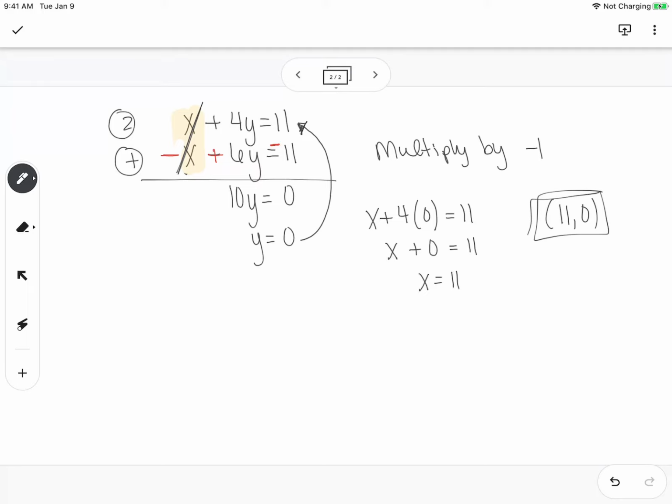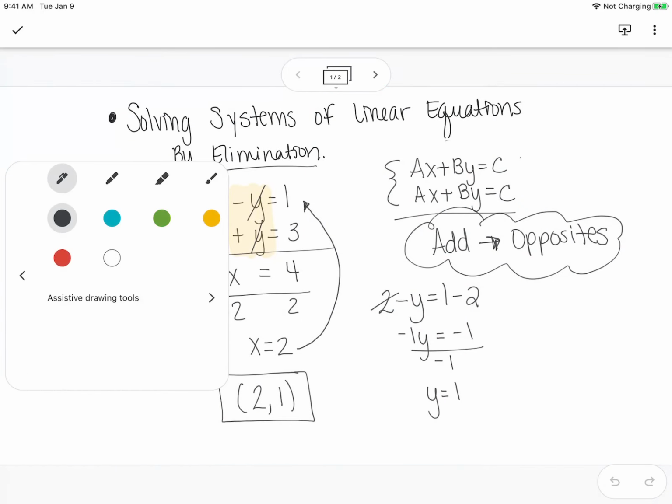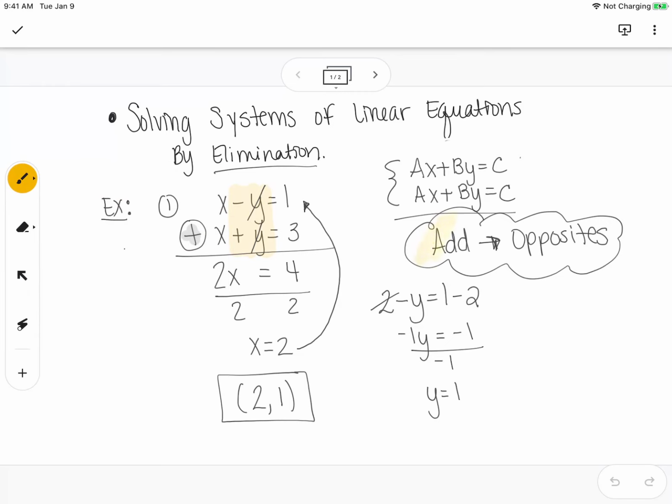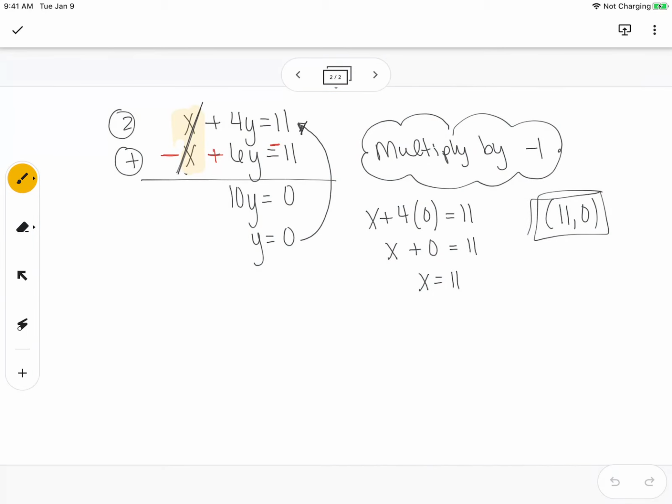All right, so if you don't have opposites, but you're super close because they're exactly the same, multiply by -1, and then you'll have opposites. What do you do if you have opposites? You add. So if you have opposites, remember to add your equations. And so the idea here is you want to make opposites. Sometimes you can make opposites by multiplying by -1. Sometimes you got to do a little more work.